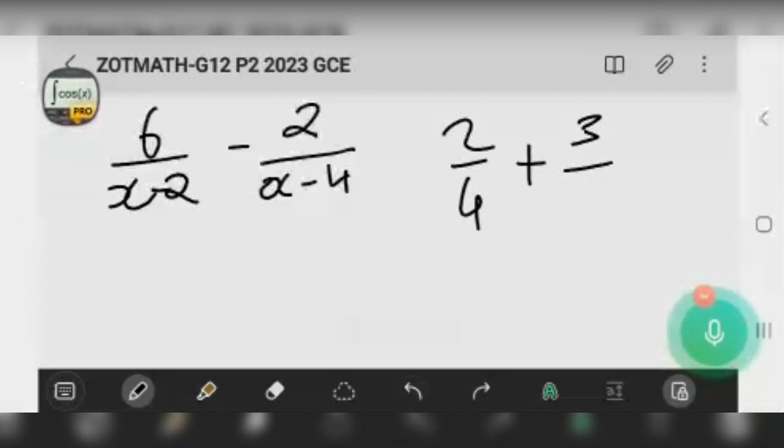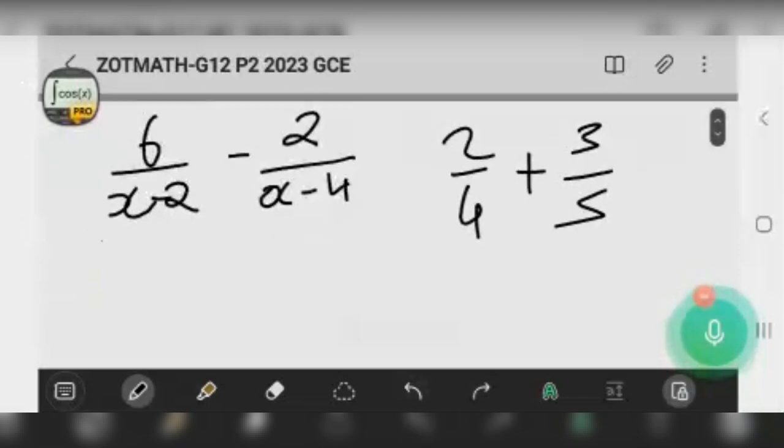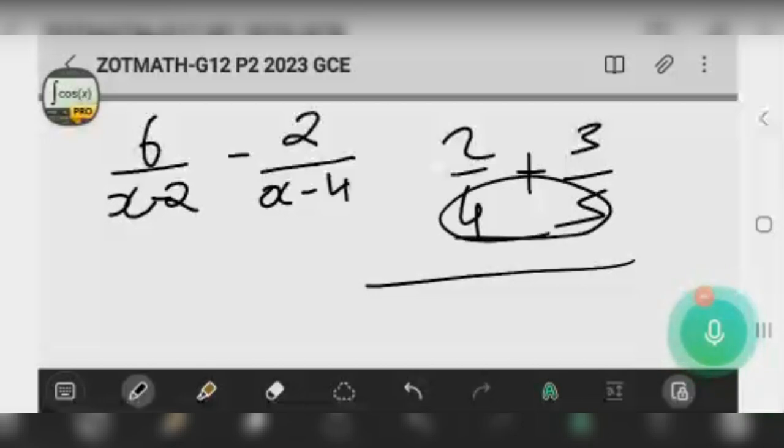Let me put a number, maybe 5 there. The concept we are using here will be the same concept we use here. Which concept do you use when you are adding or subtracting fractions? You get a common denominator. But here you don't have a common denominator, so you find the lowest common multiple, right? Which is found by doing what? Multiplying the two denominators, right?